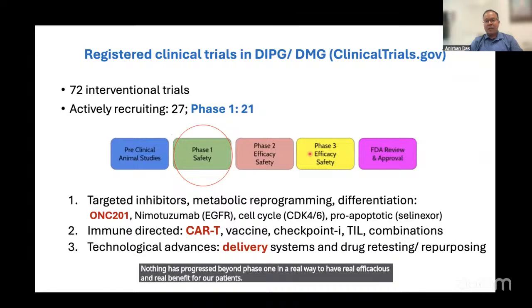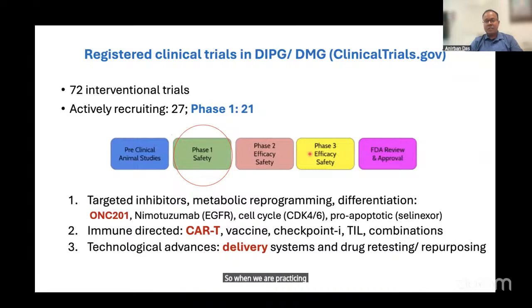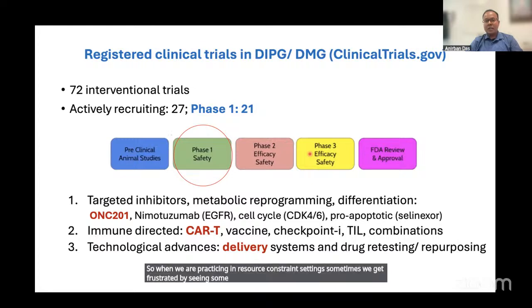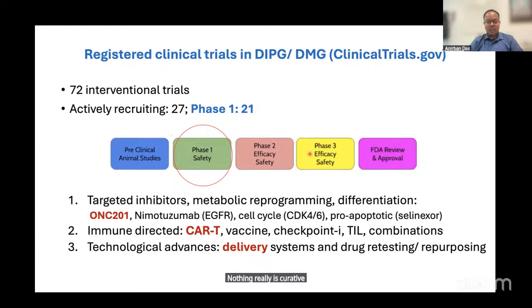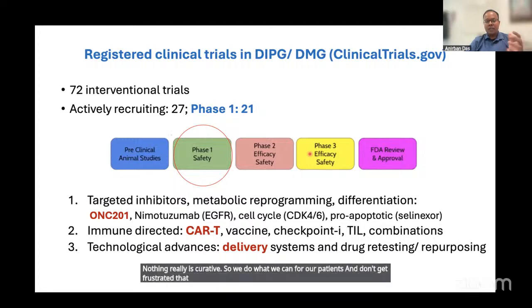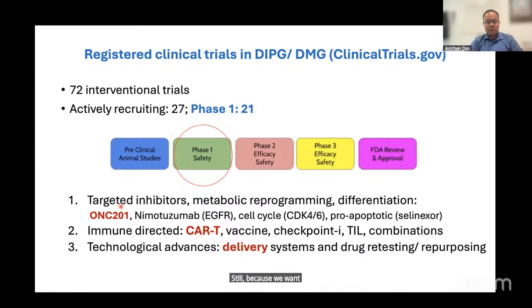So when we are practicing in resource constrained settings, sometimes we get frustrated by seeing some good results that are published in good journals, which I will come to, and sometimes we hear in conferences. But unfortunately, for this particular disease, the bottom line is that nothing really is curative. So we do what we can for our patients and don't get frustrated that we can't access drug A or drug B.